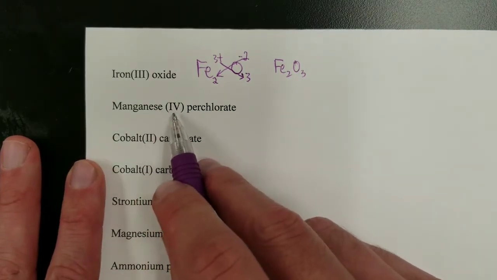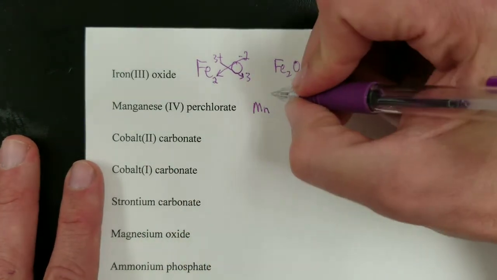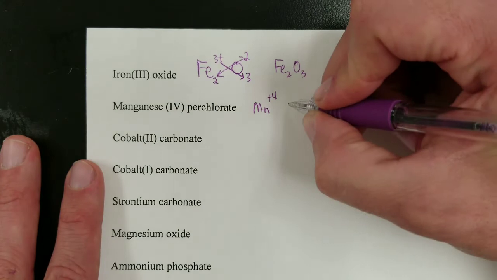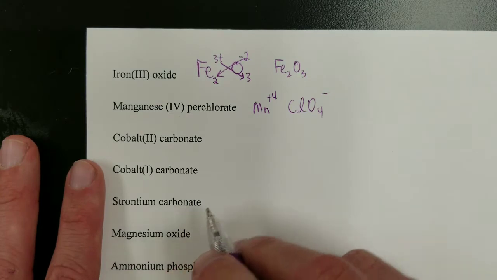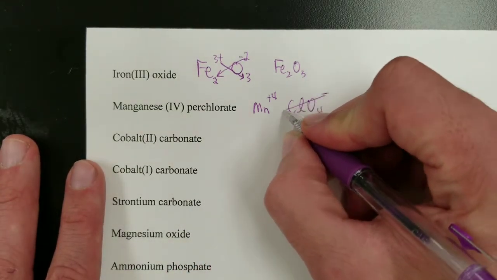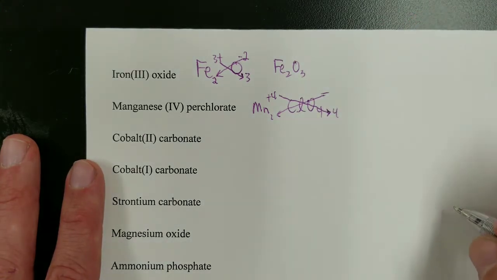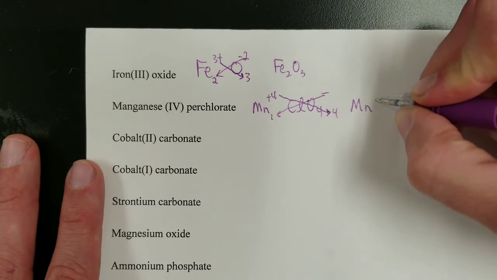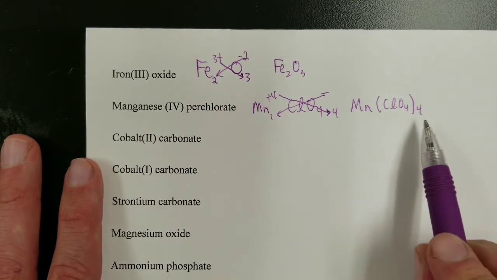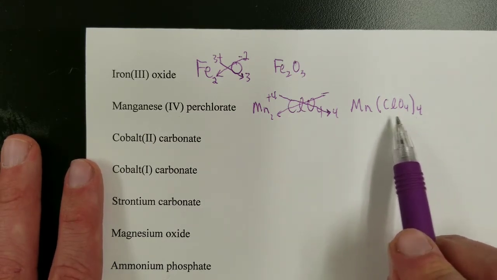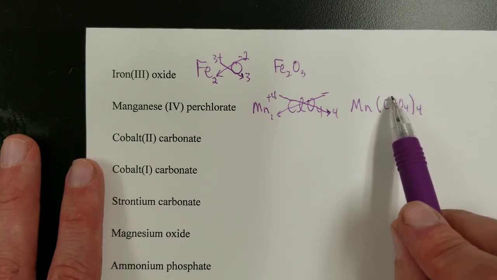Manganese 4 perchlorate. Manganese is Mn. Here it's specified as having a +4 charge, and perchlorate is ClO4 with a 1- charge. So we do as before. There's going to be 1 manganese, and there's going to be 4 perchlorates. So our final formula is going to be manganese with 4 perchlorates, and that's how we write it. The parentheses is necessary. Without the parentheses, it would be 1 chlorine and 44 oxygens. The parentheses is critical to show that you have 4 of this entire thing.